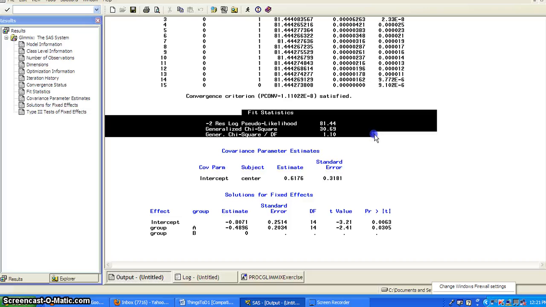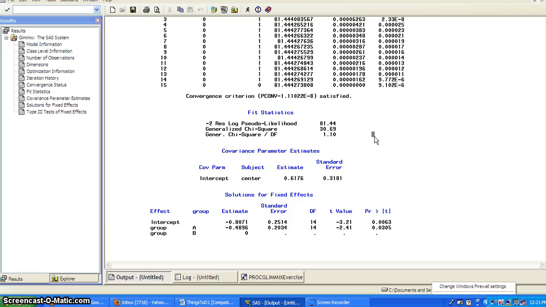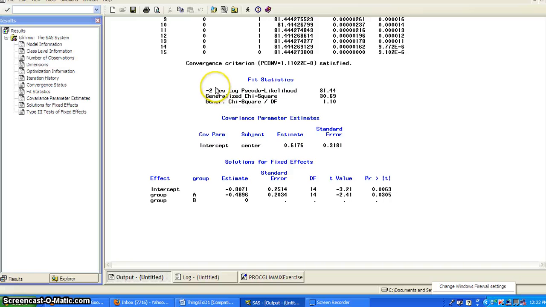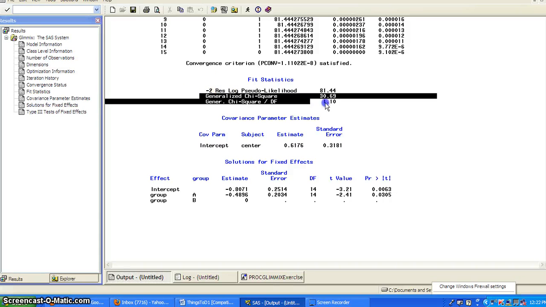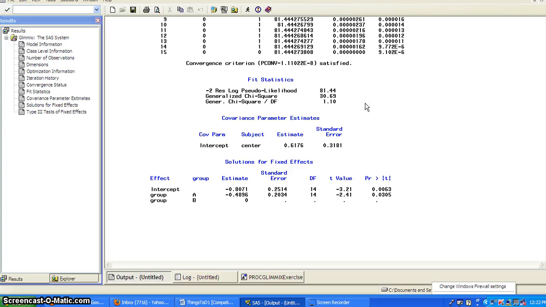Fit statistics, we get the -2 residual log pseudo likelihood. So this is not a complete likelihood because we need to integrate out the random effects to form the likelihood. Okay, and then it has the generalized chi-square and the chi-square divided by degrees of freedom. That ratio is 1.1, so relatively close to 1.